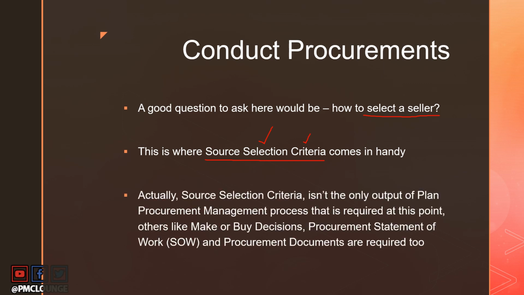Now, this document, the source selection criteria, is not the only output of the Plan Procurement Management process that is required at this point. You are also going to make use of other outputs of that process, like make or buy decisions, procurement SOW, and other procurement documents like RFI and RFP. And if you're wondering why these documents are going to be used, let's take a look at the next slide.